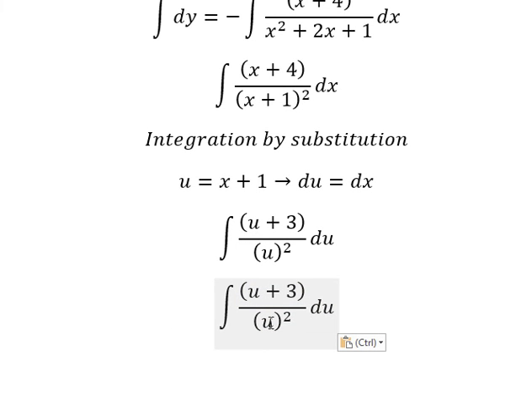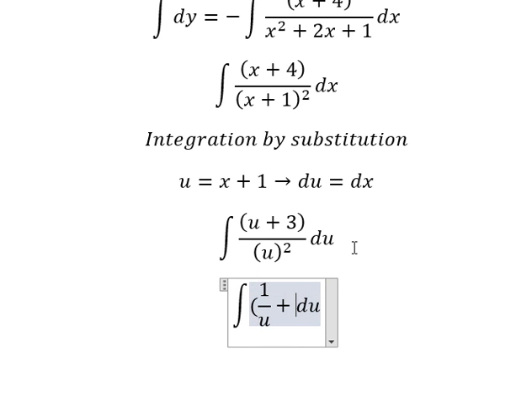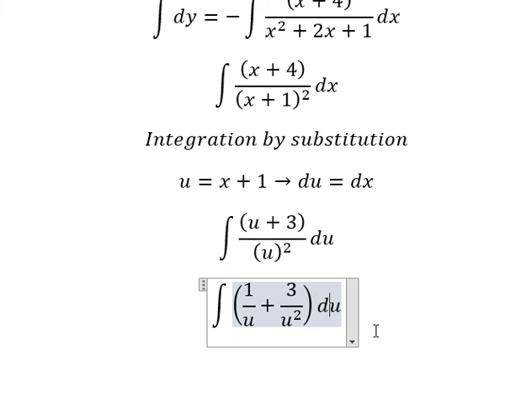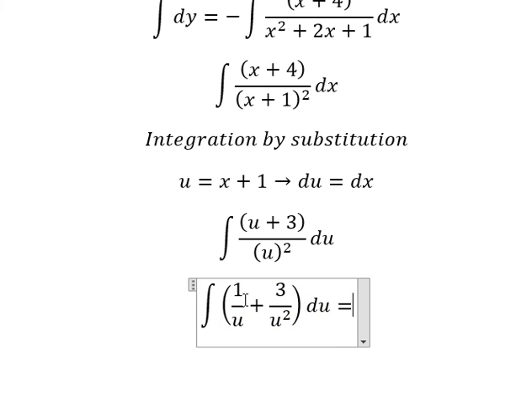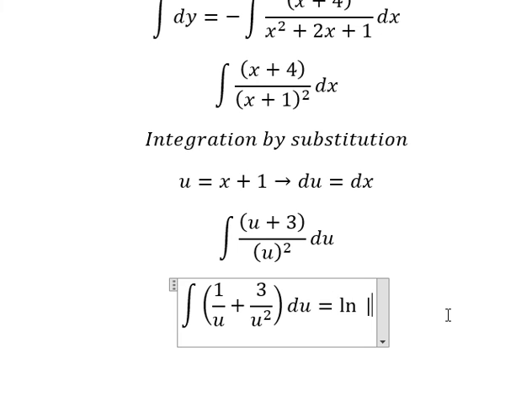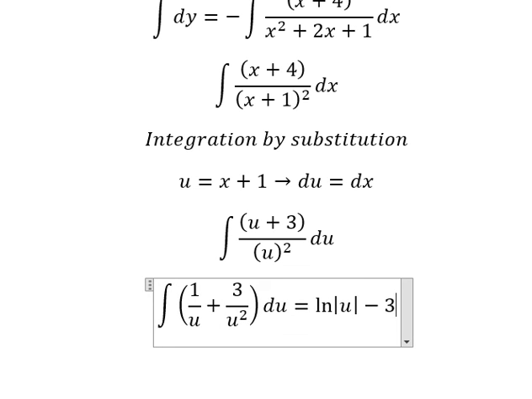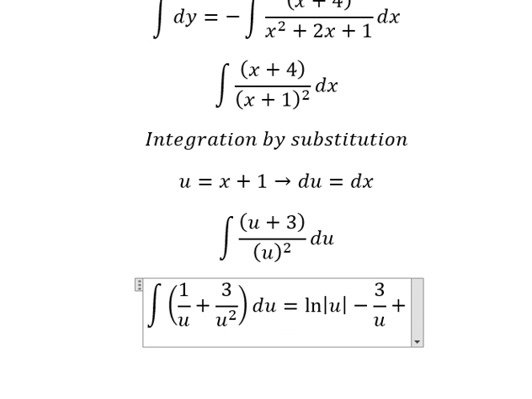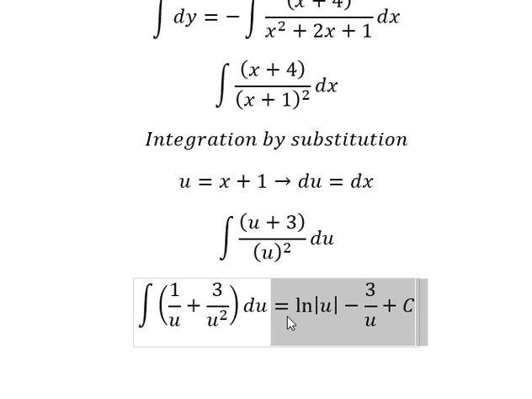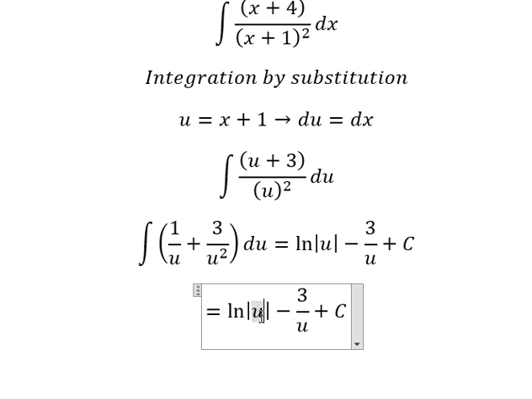So u divided by u square, we have 1 over u. This one we have 3 over u square. The integration of this one, we have ln of the absolute value of u. The integration of this one, we have negative 3 over u, and I will put c. About u, that is s plus 1.